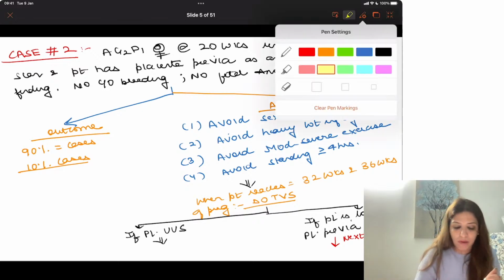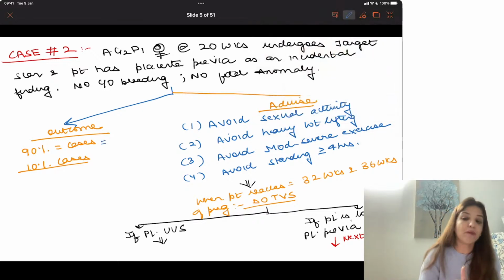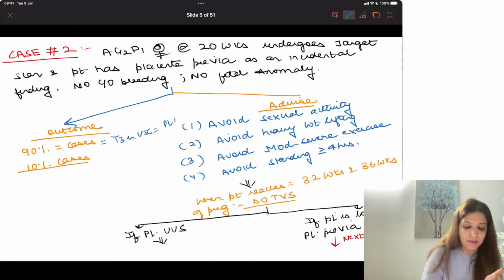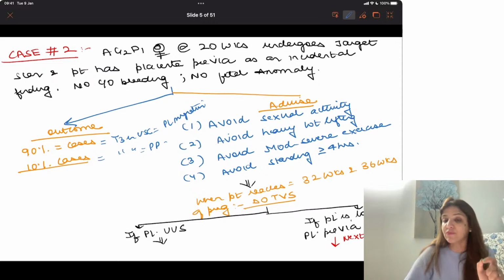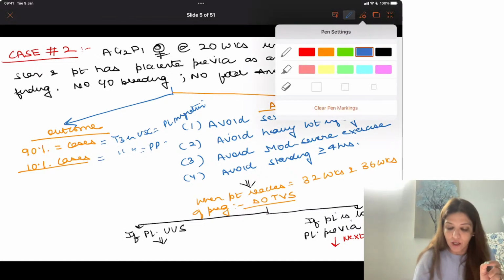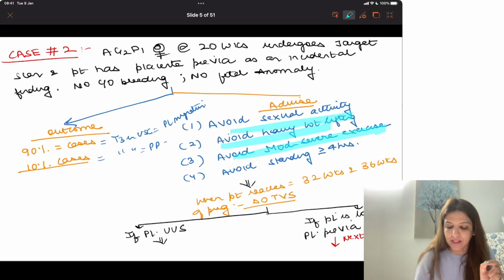In such cases, please remember, in 90% of the cases, when I do an ultrasound in the third trimester, I will see that placental migration has occurred. In 10% of cases, when I do an ultrasound in the third trimester, it will still be a case of placenta previa. Now, if they ask what is the next step for an incidental finding of placenta previa in a second trimester scan, the next step is you have to advise your patient to avoid sexual activity, to avoid heavy weight lifting, to avoid moderate to severe exercise, and to avoid standing for more than 4 hours.